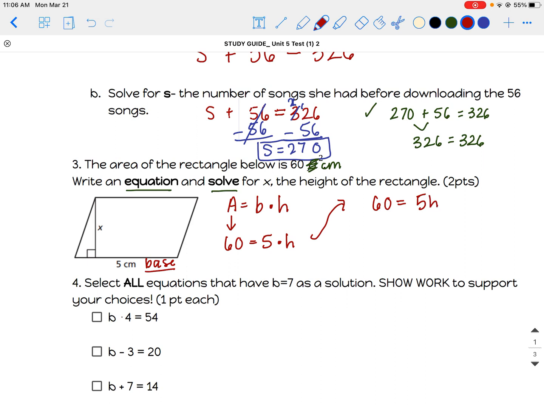So how do I solve that? I want to do the inverse, the opposite. So I'm going to divide both sides by 5. And 60 divided by 5 would give me 12. That means my height is 12.